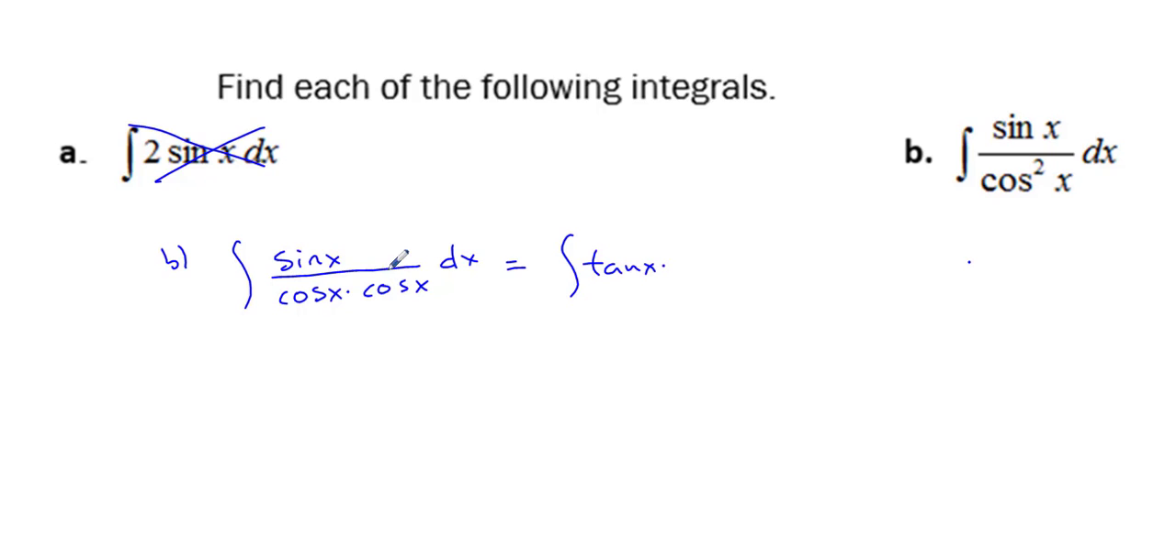what's 1 over cosine? Secant. Do we have an antiderivative whose derivative is secant tangent or tangent secant? Doesn't really matter the order. Secant, right? Plus c.